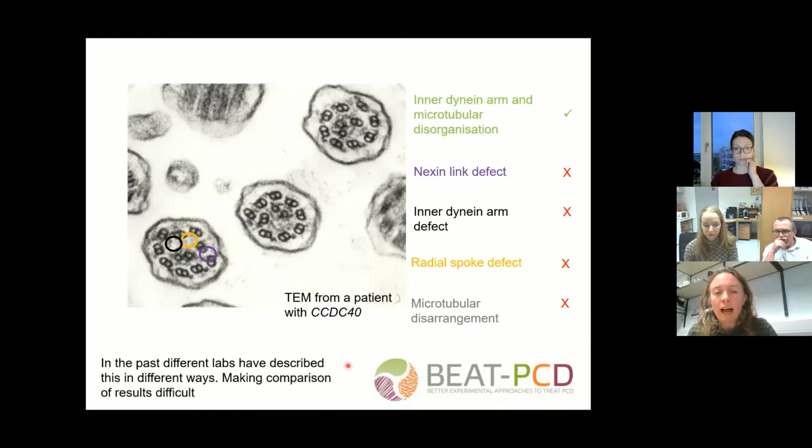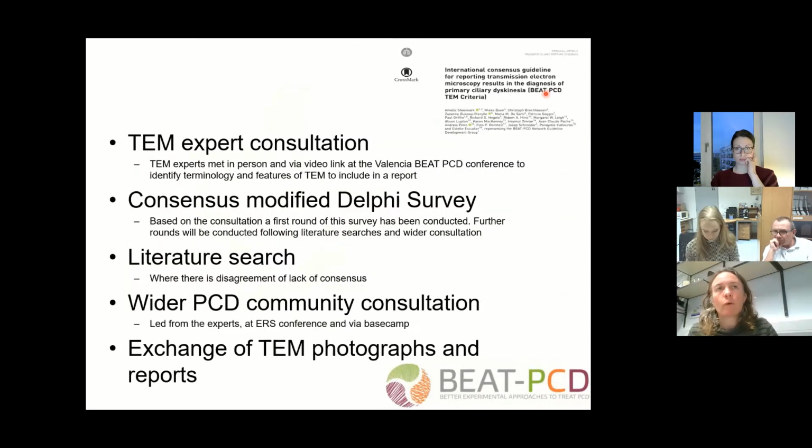And therefore, we started within BEAT-PCD to try and organize a consensus statement where we had 18 different labs from, I think, 14 different countries. So America, Canada, many countries in Europe, Belgium, Germany, Poland, Spain, Australia. So many of us got together who were doing PCD electron microscopy and wrote essentially a consensus statement on what constituted an EM defect and what we maybe should be calling them.